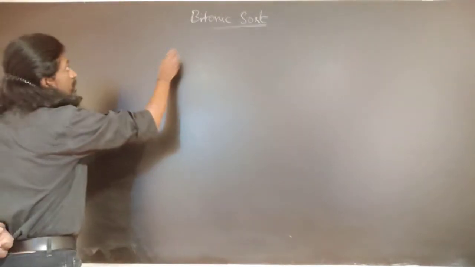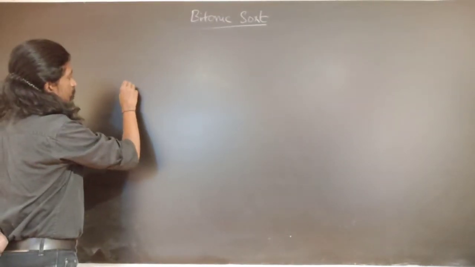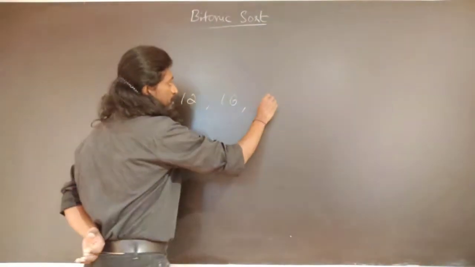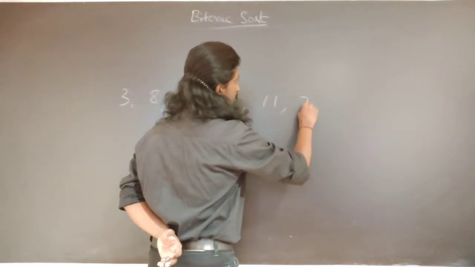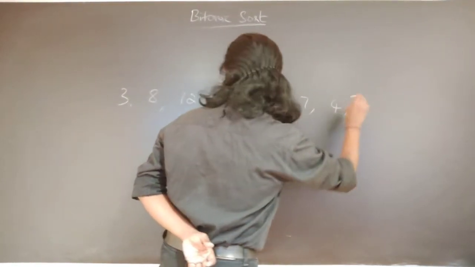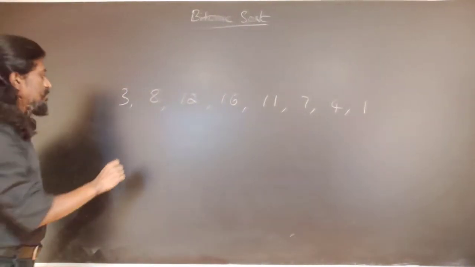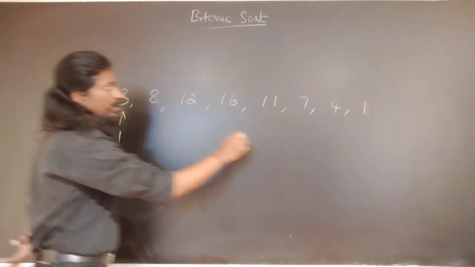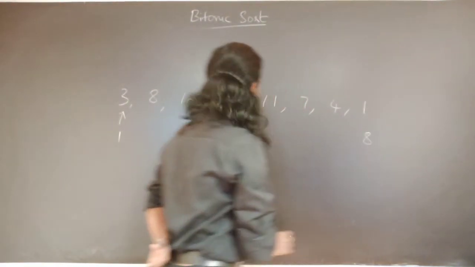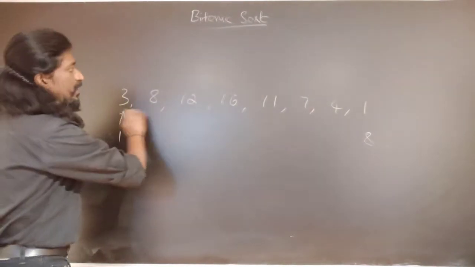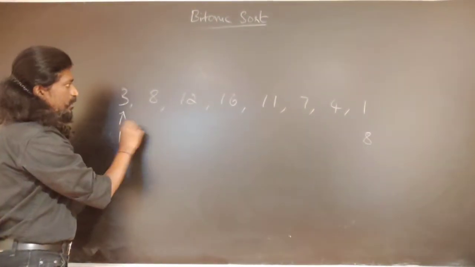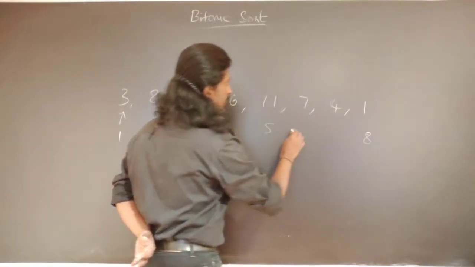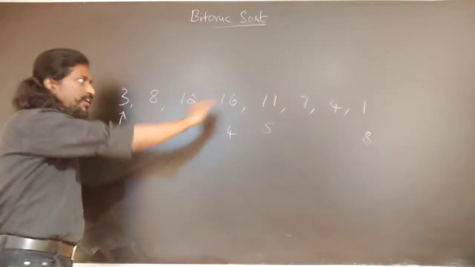So, say for example, we have a sequence of elements 3, 8, 12, 16, 11, 7, 4, 1. So this is a Bitonic sequence. This array starts at the index 1. It has 8 elements, so it ends at index 8. If we can see, the elements are in ascending order starting from index 1 to index 4, and from index 5 onwards up to index 8, the elements are in descending order. So this is a Bitonic sequence.